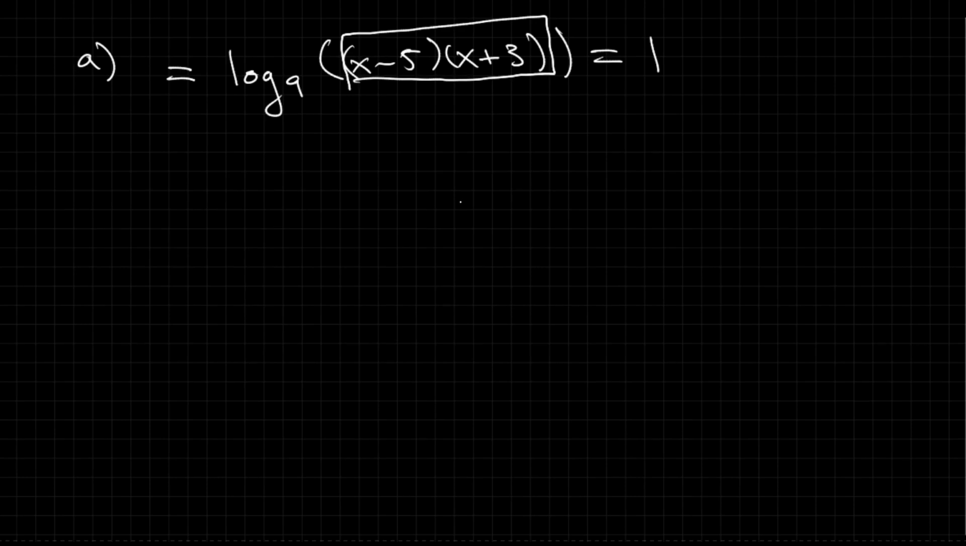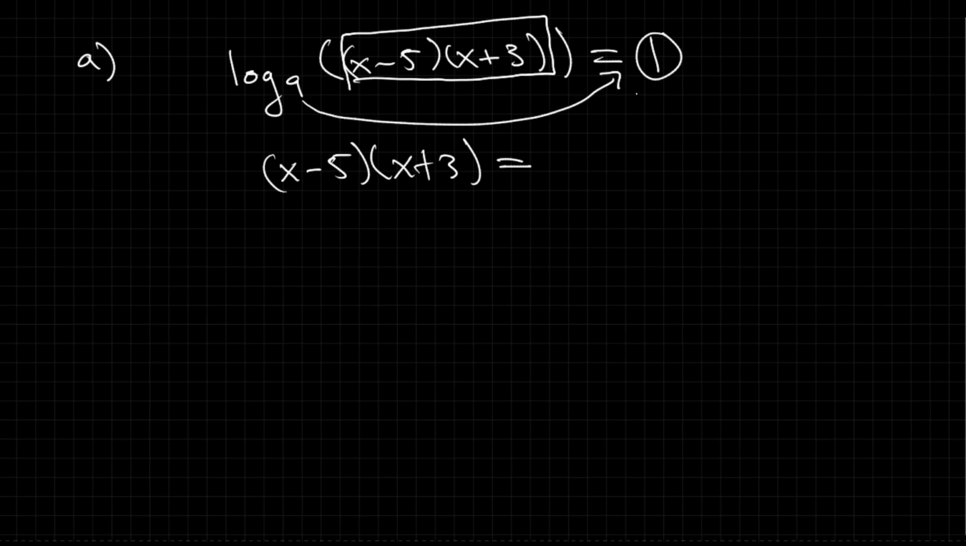Another way you could rephrase it to say the exact same thing is convert to exponential form. So log base 9 of something equals 1. In exponential form, the thing that you're taking the log of, in this example, x minus 5 times x plus 3, would have to be equal to, remember you bring the base over here and this becomes the exponent, 9 to the 1. What we have as a result here, after applying the definition of the logarithm, is a quadratic equation. It's quadratic because this left-hand side, if you distribute it out, you get x to a second power.